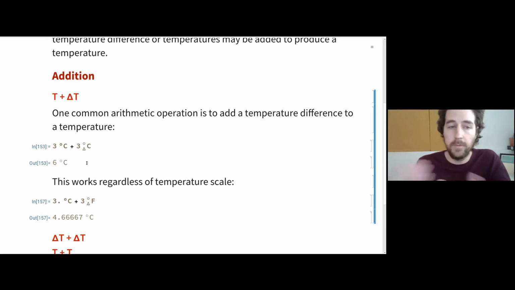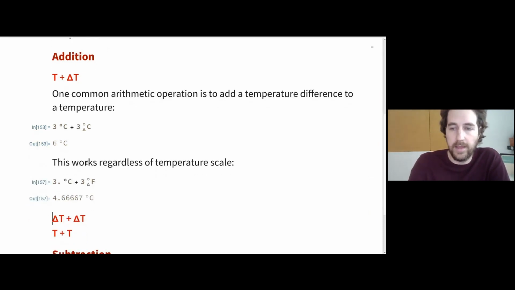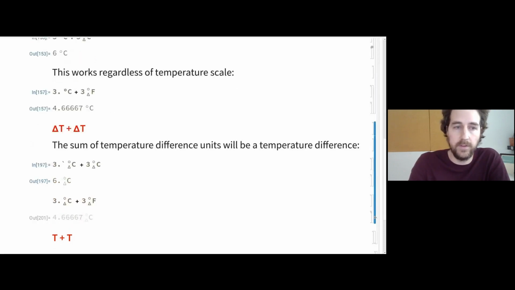And it doesn't matter if you mix the scales because there's a fundamental fixed value for the temperature, and the difference is a change in temperature. You can also freely add temperature differences. One difference plus another difference gives us a value in temperature difference. So 3 degrees Celsius difference plus 3 degrees Celsius difference is the same as 2 times 3 degrees Celsius difference. We get 6 degrees. And we can also convert between scales just fine.